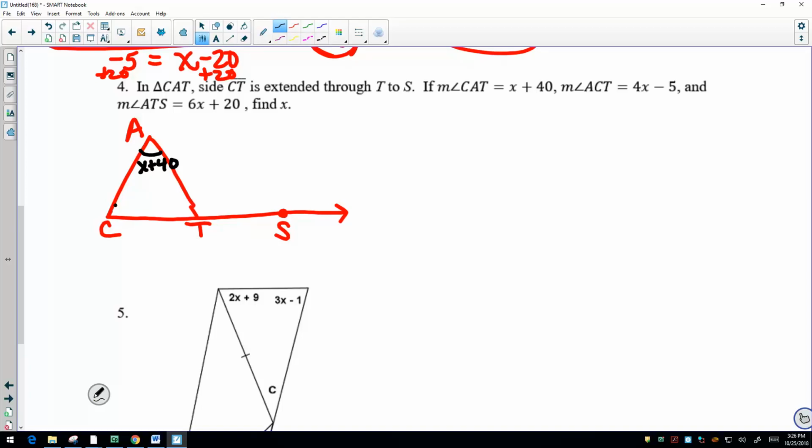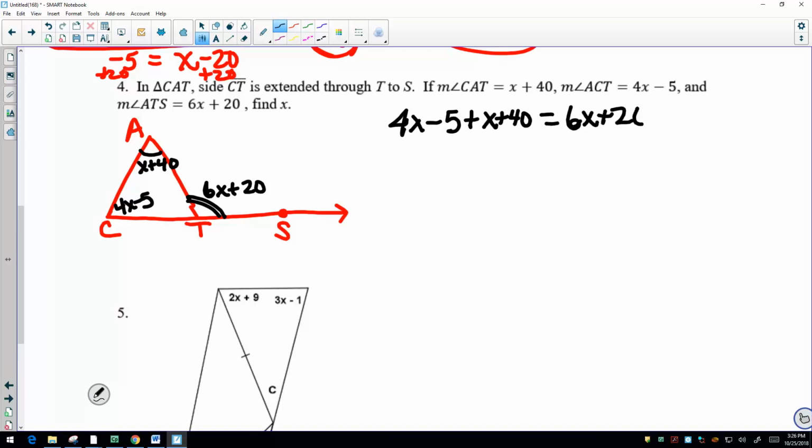Angle ACT is 4x minus 5. Again, notice those are the two remote interior angles. And then angle ATS, so that's our exterior angle, is 6x plus 20. So if we use that idea, the sum of the two remote interior angles is equal to our exterior angle, that will get us our equation.